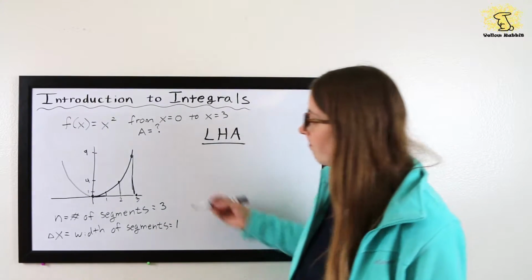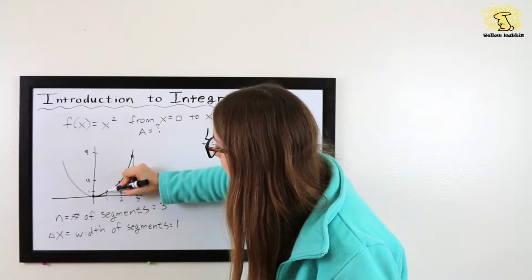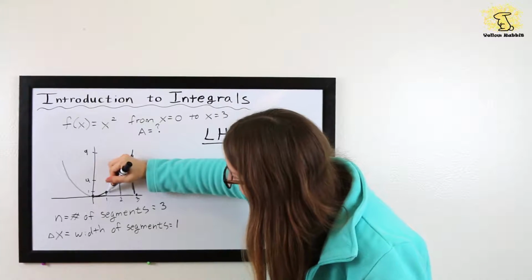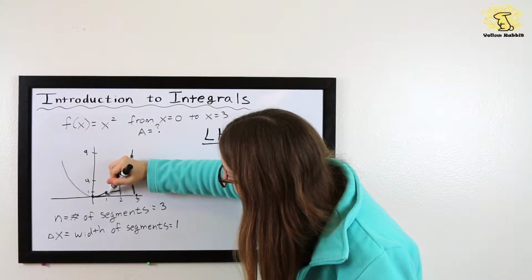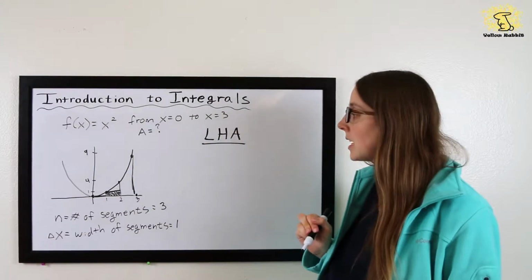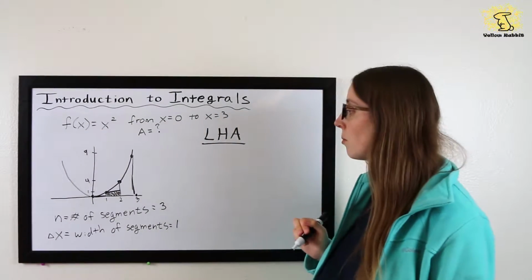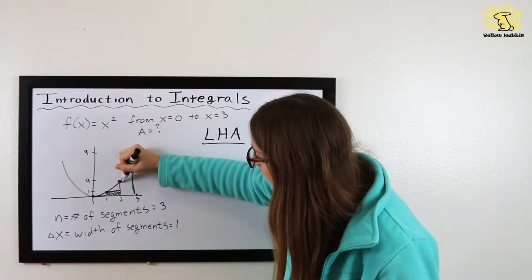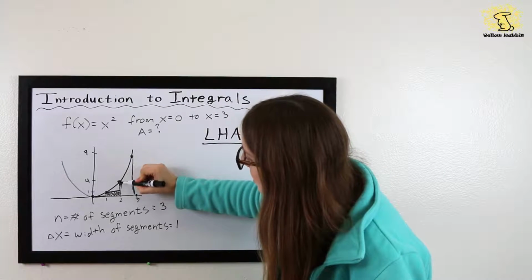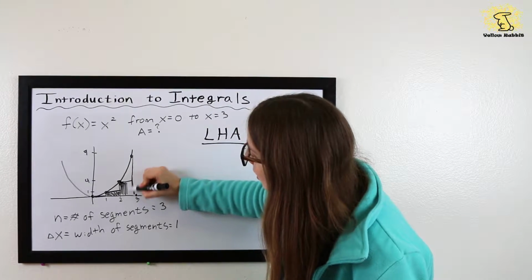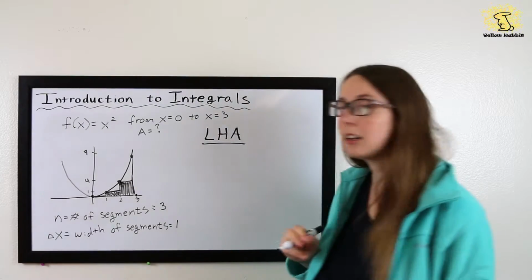So that would mean my first segment, left-hand point, is (0, 0), making my first rectangle nothing more than a straight line. Second segment, the left-hand point, is (1, 1). That makes my second rectangle this area. Third segment, left-hand point is at the point (2, 4), which makes that third rectangle the following.